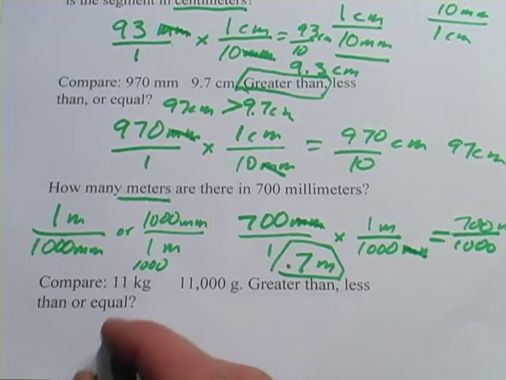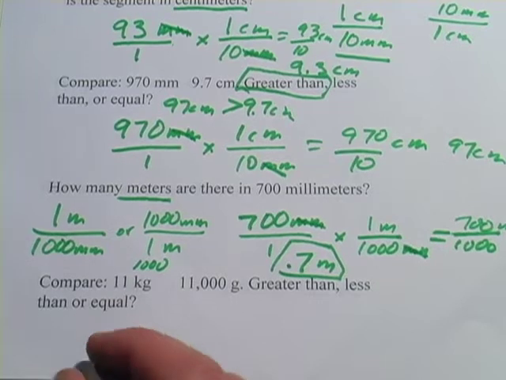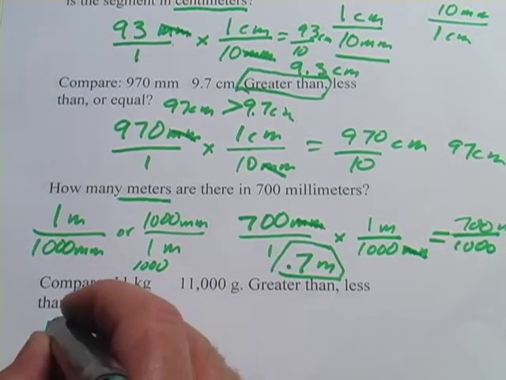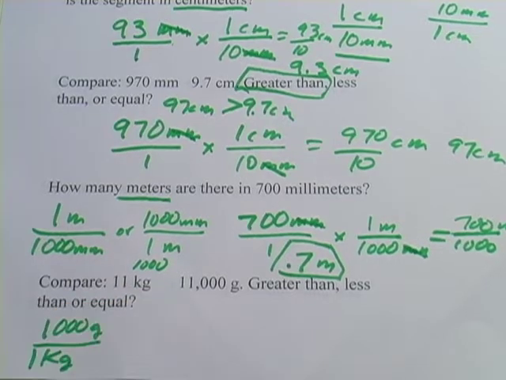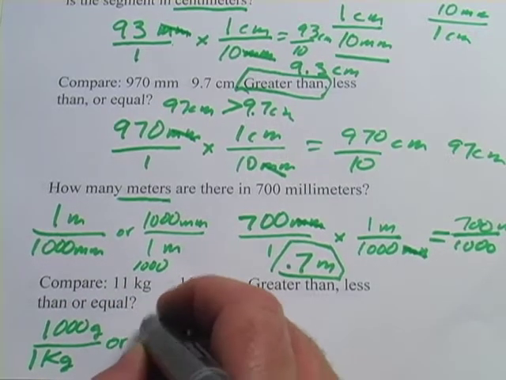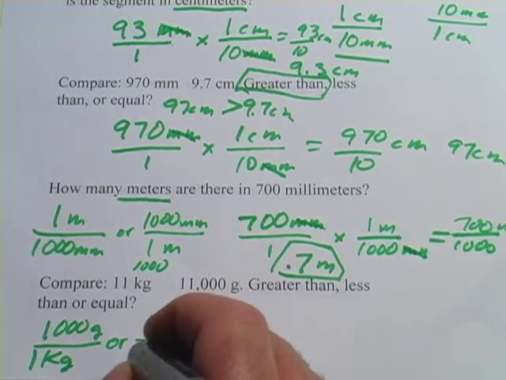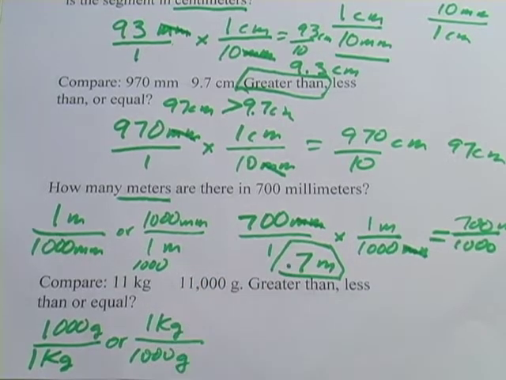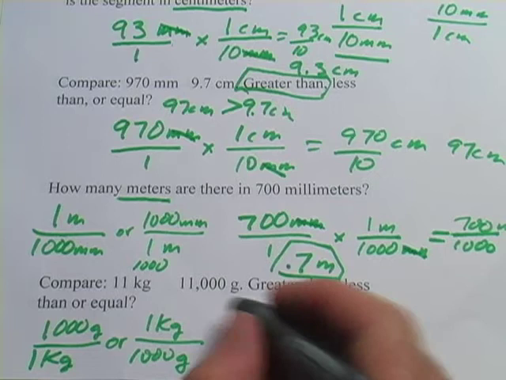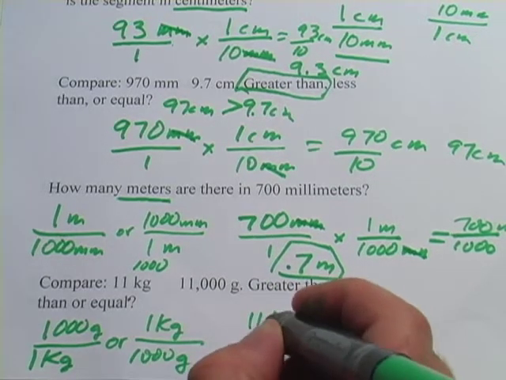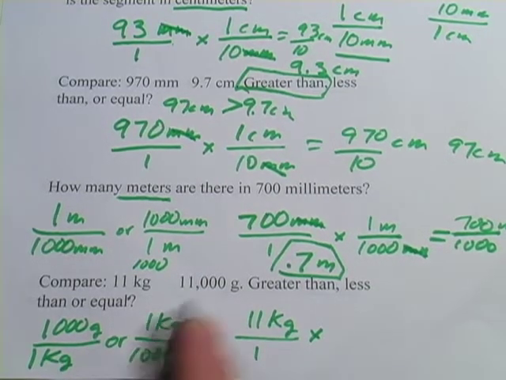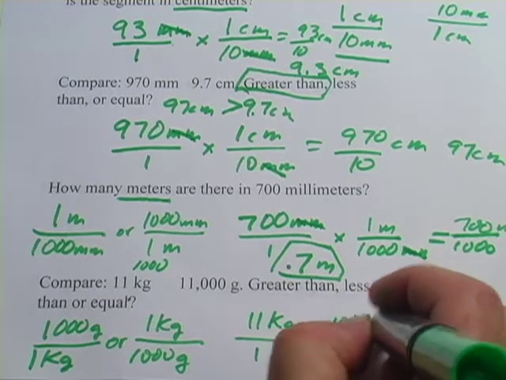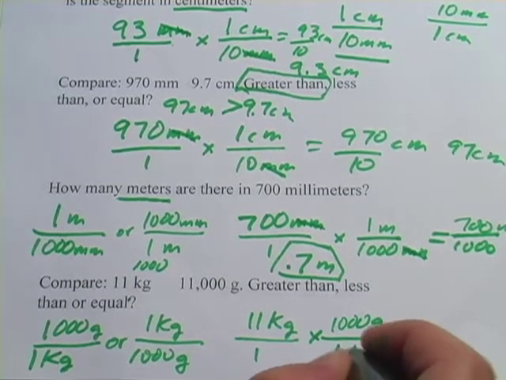Our conversion factor between kilograms and grams is that there are 1,000 grams per kilogram, or in every kilogram there are 1,000 grams. Now let's convert the kilograms. We start with 11 kilograms, write it as a fraction, and I'm going to multiply it by the conversion factor that has the kilograms on the bottom, which would be this one. So that would be 1,000 grams on the top, 1 kilogram on the bottom.